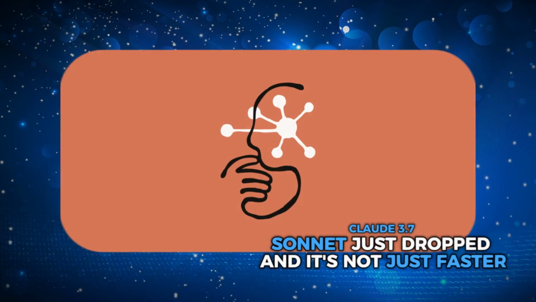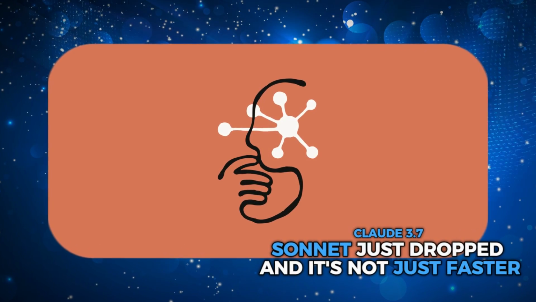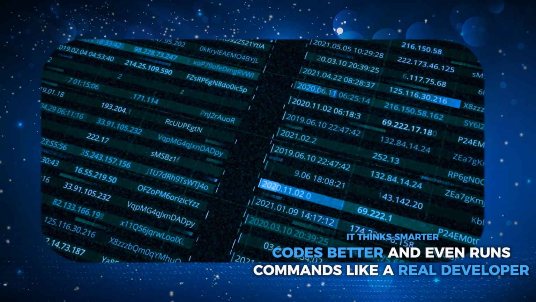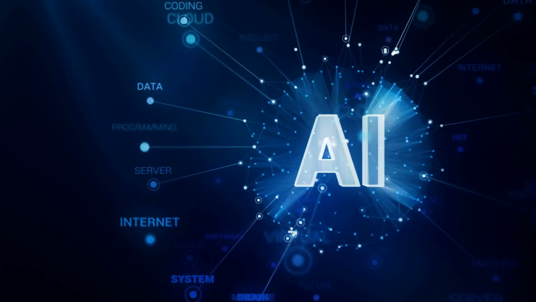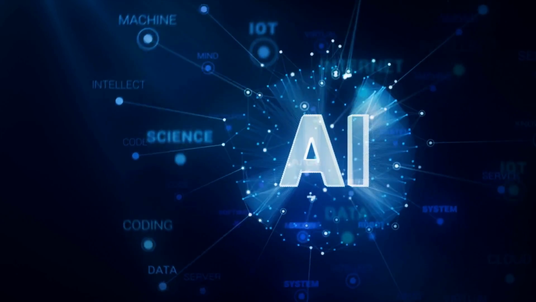Claude 3.7 Sonnet just dropped, and it's not just faster, it thinks smarter, codes better, and even runs commands like a real developer. This might be the closest we've come to an AI that actually works like a human brain.